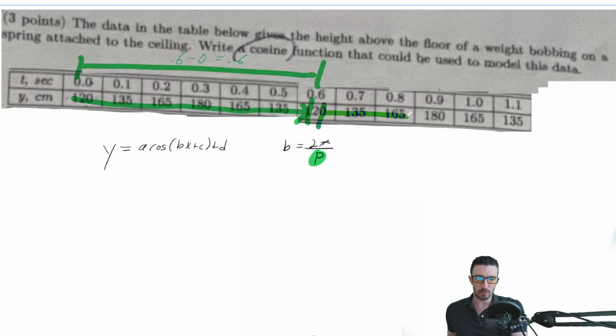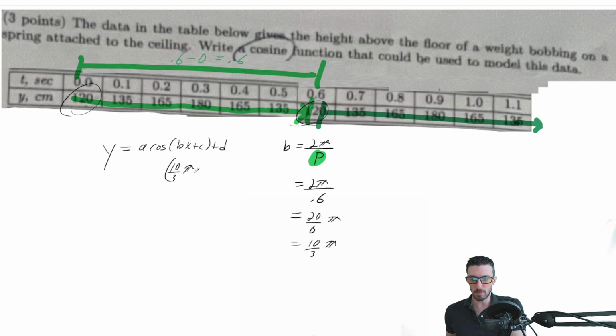It goes 120, it goes up to 180, and down to 135. So the next one would be 120, and so on. But it takes 0.6 until it gets back to that original number and starts to repeat those same numbers again. So that means 0.6 is your period. So our b is going to be 2 pi divided by 0.6, which is the same thing as saying 20 over 6 pi, which is 10 over 3 pi. So that's our b. So we know we're going to get that in there, 10 over 3 pi.